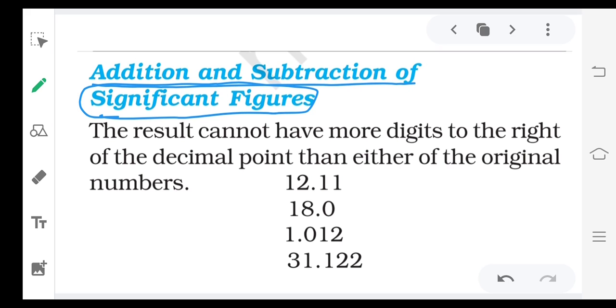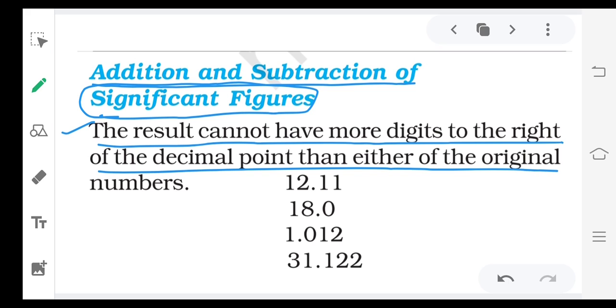So addition and subtraction of significant figures. Here is the rule: the result cannot have more digits to the right of the decimal point than either of the original numbers. That is the rule. So see the example, you can understand easily. I am adding these three numbers.